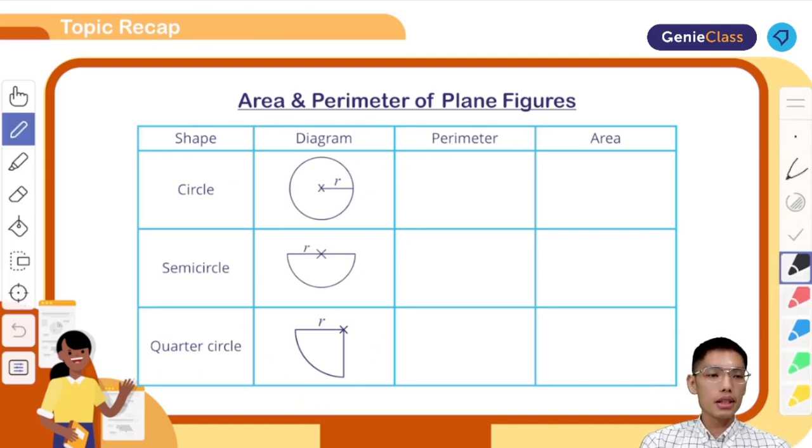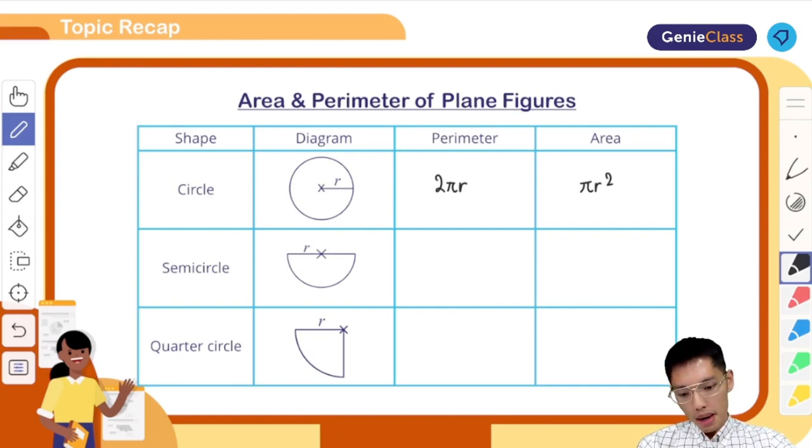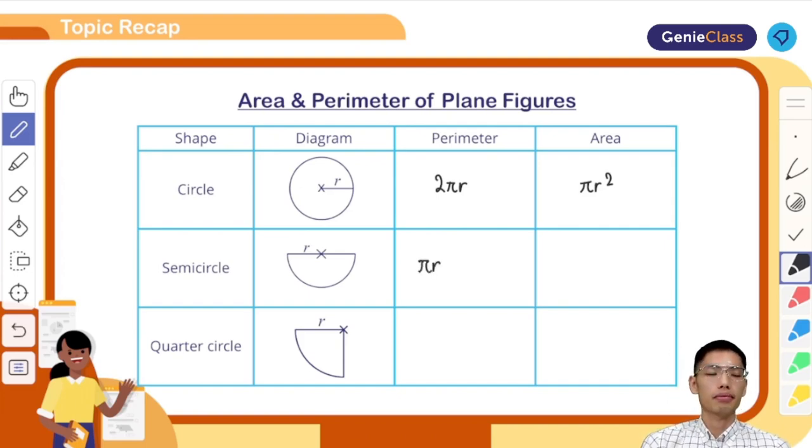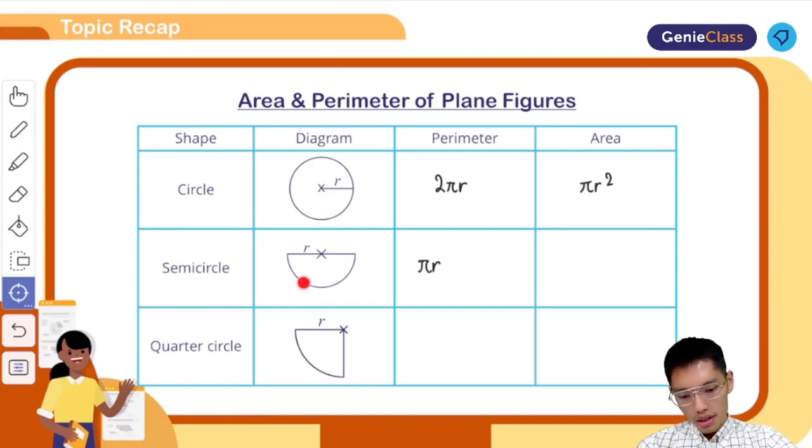First up, perimeter. Perimeter of a circle, I hope you all realize, is 2 pi r. Area of a circle, pi r squared. Next up, moving on to semicircle. Does anybody want to try? Is my perimeter of my semicircle just pi r, since it's half of it? Is it just pi r if I look at the whole semicircle?